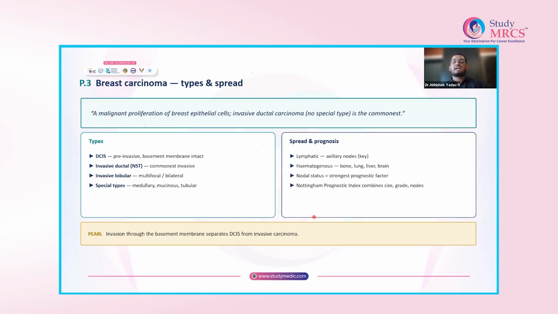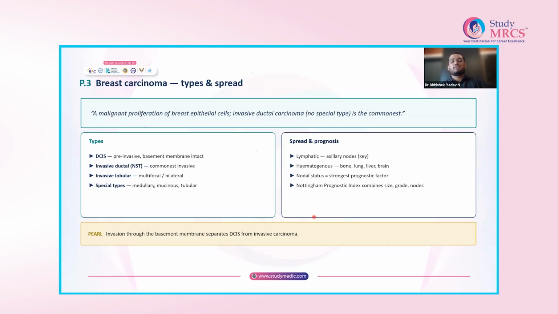If it's hematogenous spread, the bones, lungs, liver, and brain are the sites of secondary deposits. Especially in the bones, they can have sclerotic deposits, lytic deposits, or mixed deposition, both lytic and blastic. Coming to the nodal status, that's a very important prognostic factor, the involvement and the number of groups of lymph nodes involved. Then we have the Nottingham prognostic index, which includes the size, grade, and nodal status of the tumor. That indicates the prognostic factor.